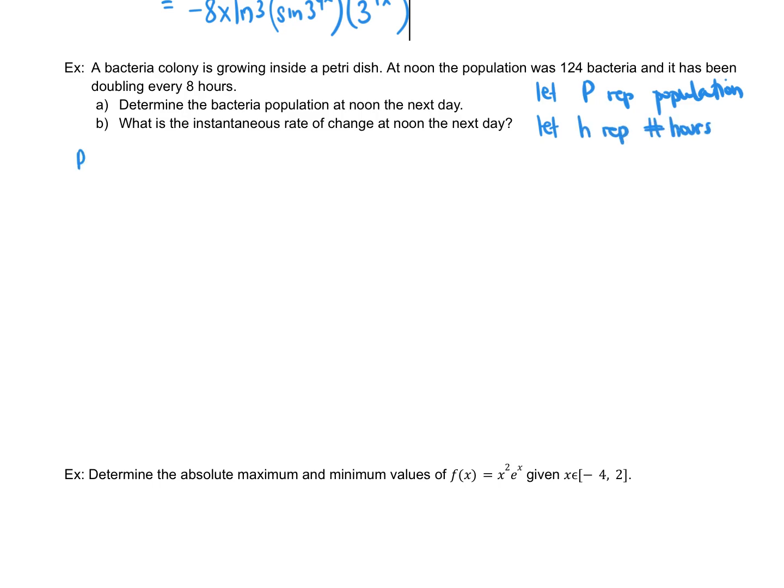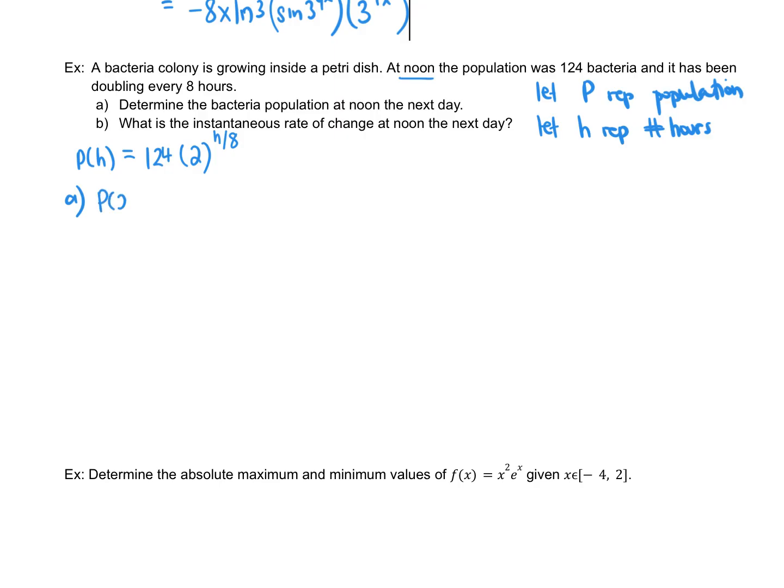And now we have P at H equals the initial population, which was 124 bacteria, our rate, which is doubling, so 2, and it doubles every 8 hours, so that's H over 8, which can also be written as 1 over 8 times H. All right, now we're ready to find part A. The bacteria population at noon the next day. And this scenario is starting at noon the current day. So that's just 24 hours later.